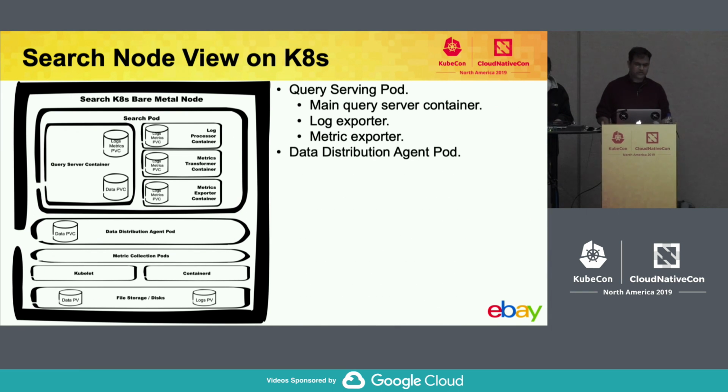The second important microservice is the data distribution agent pod. The primary responsibility of this pod is to download the data onto the node. This data is used by the query serving pod to serve the user queries. We deploy this pod as a daemon set on all our K8s nodes. We also have a few metric collection pods that collect both the container metrics and the node level metrics for the K8s node. We store this data on our local persistent volumes. This persistent volume is shared by both the data distribution agent pod and the query serving pod.